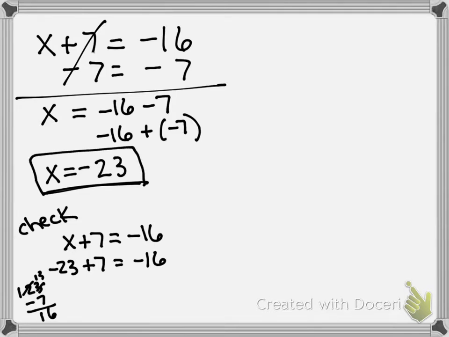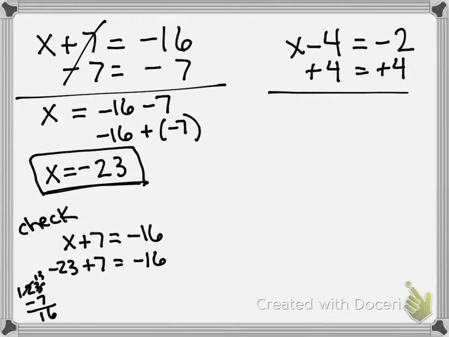So let's try this problem by yourself. x minus 4 equals negative 2. Isolate x on one side of the equal sign. Instead of subtracting 4, we're going to add 4 to both parts of the problem. Minus 4 plus 4 is going to be 0, isolating x.